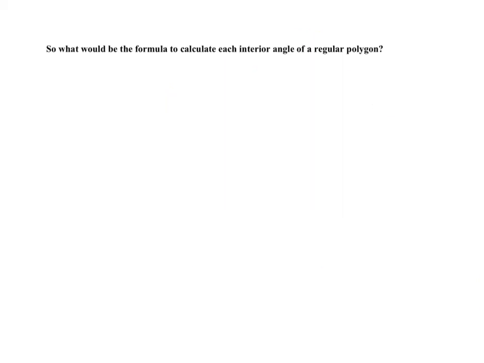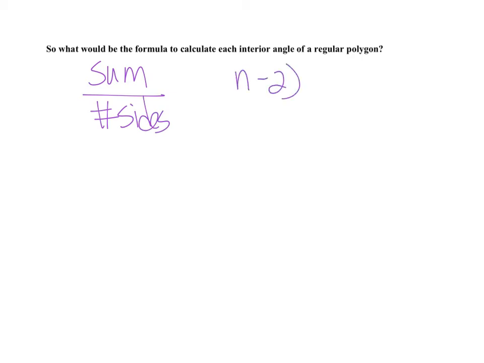So what would be the formula to calculate each interior angle of any regular polygon? Well, we would take the sum and we would divide by the number of sides, or angles. So the sum is n minus 2 times 180, and then we're going to divide by n. So this will be the formula for each interior angle of a regular polygon.